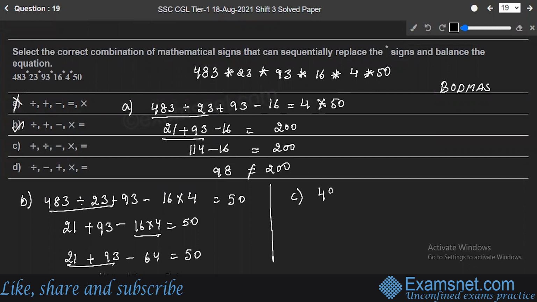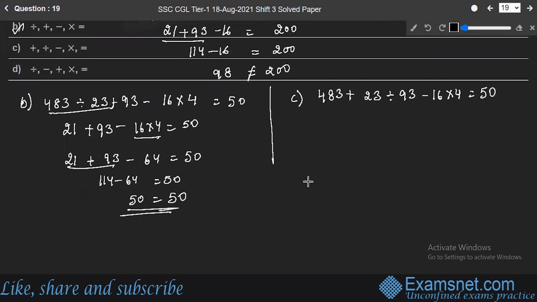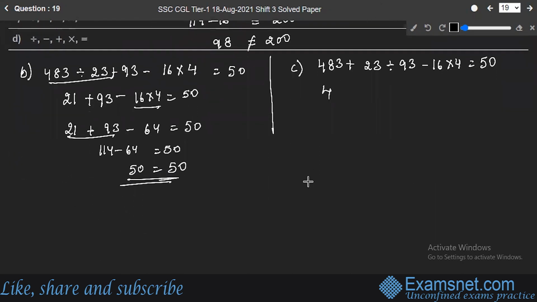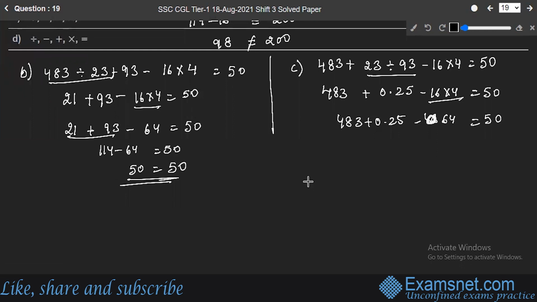So this expression becomes 483 plus 23 divided by 93 minus 16 multiplied by 4 should be equal to 50. Right? So let's solve the LHS now. First of all, you'll be dividing 23 with 93. What you will get? 483. You will be dividing them. This will be plus 0.25 minus 16 multiplied by 4 should be equal to 50. Now multiply them. 483 plus 0.25 minus 48. Sorry, not 48, 64. Should be equal to 50.